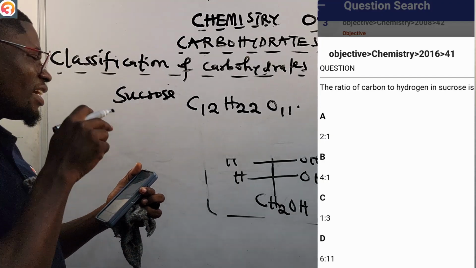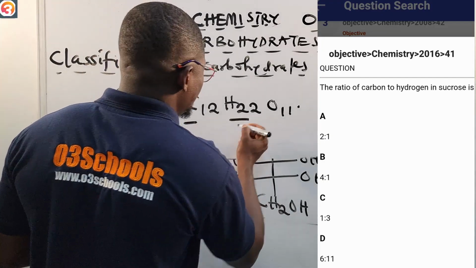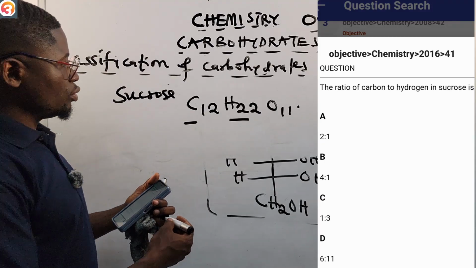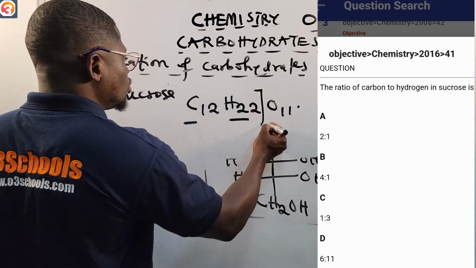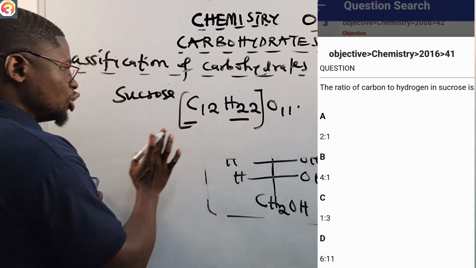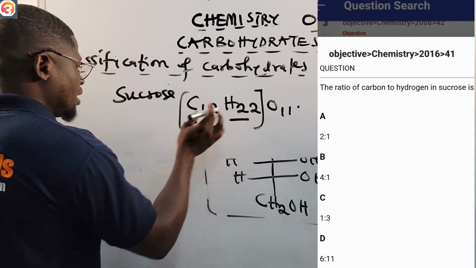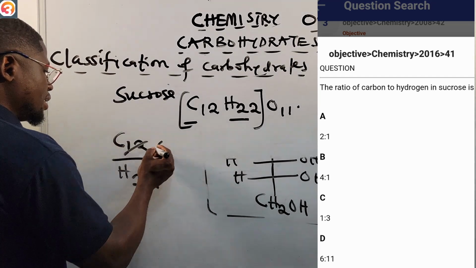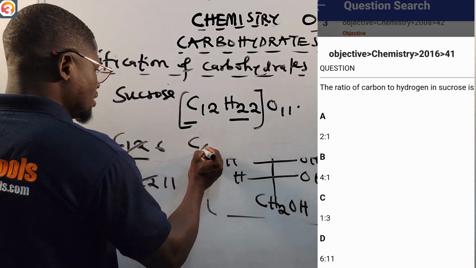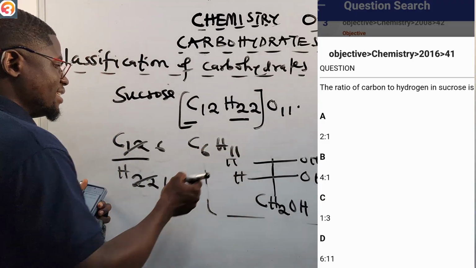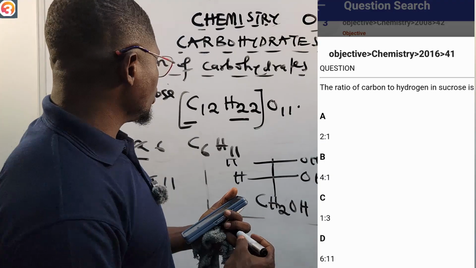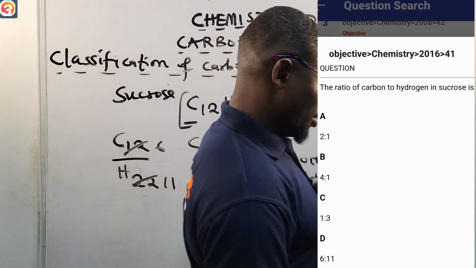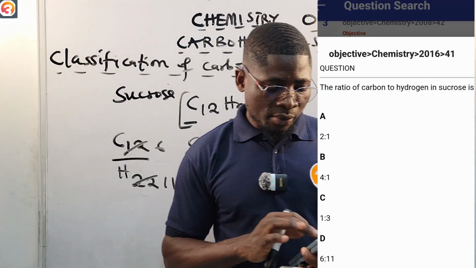Now, the question is saying the ratio of carbon to hydrogen. This is your carbon, this is your hydrogen. They say, what is the ratio of carbon to hydrogen in your sucrose? That means they want us to focus on carbon and hydrogen. Let us reduce these numbers. We have C12, we have H22. 2 can go into 12 six times, and 2 can go into 22 eleven times. So I'm going to have C6H11. That's a 6 to 11 ratio. So the ratio of carbon to hydrogen there is 6 to 11, and option D will give us that correct answer.